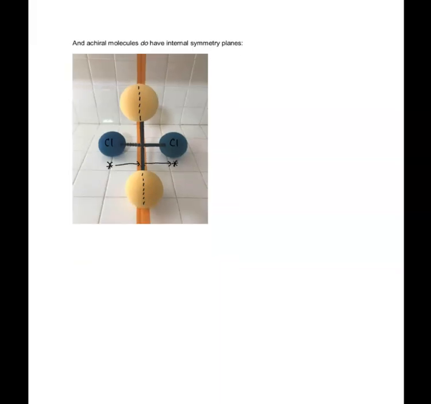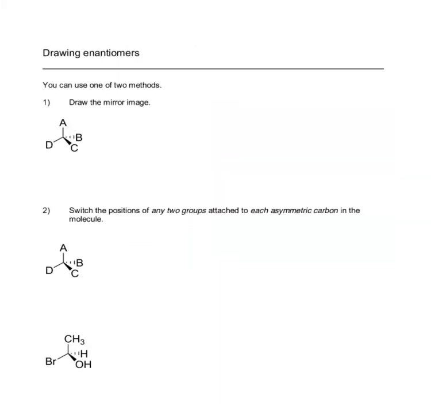Okay, so let's finish this by looking at a couple of ways that we can draw enantiomers. You can use one of two methods. First of all, you can draw the mirror image. Now we had a little bit of practice with that in the earlier part of the video. I did an example or two of that for you. And so if we imagine, here's our mirror, then the mirror image of this guy looks like so. So you just draw the reflection of what you see.